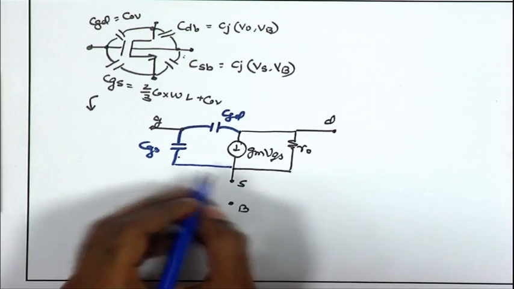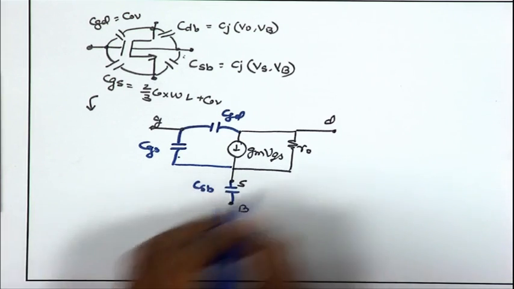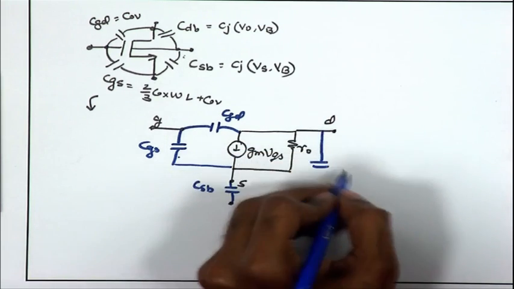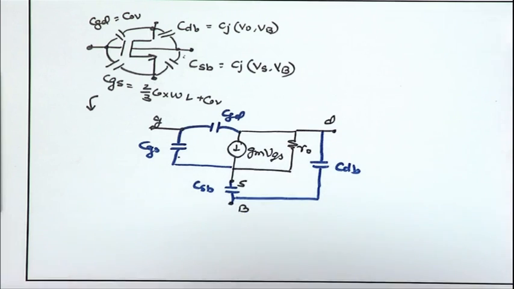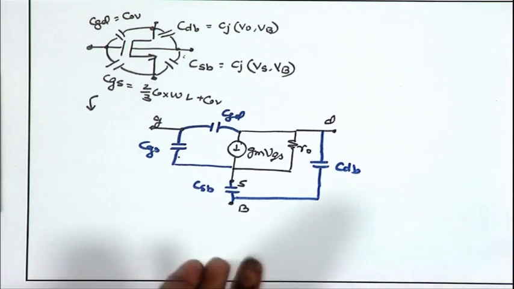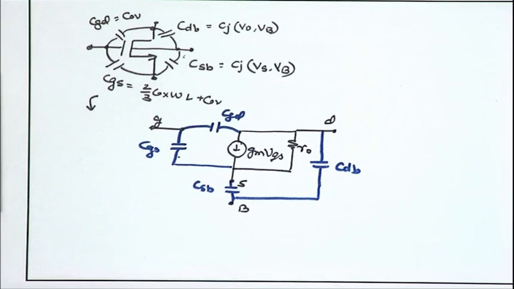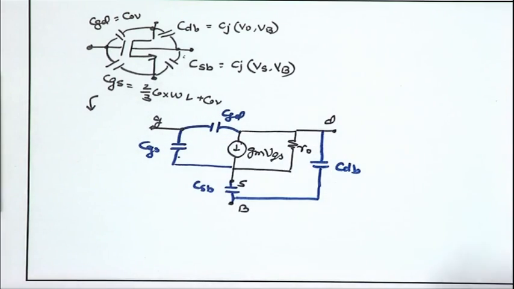between the source and the body I have CSB, and between the drain and the body I may have CDB. So, this is the high frequency model including the small signal parasitic capacitances arising from the core device physics of the MOSFET, and we are going to see how to analyze circuits in high frequency regions where we need to take into account these parasitic capacitances.